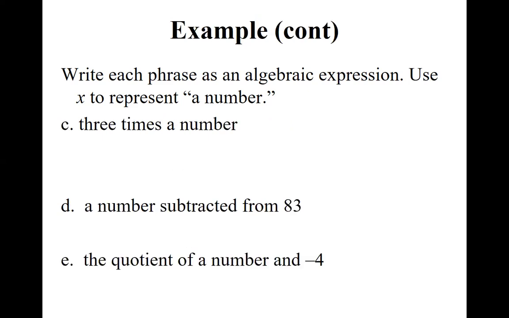C is very straightforward. 3 times a number is 3 times x, or 3x. D, a number subtracted from 83. Don't do x minus 83. If we're subtracting from 83, we're starting with 83. We're subtracting a number from that. 83 minus x.